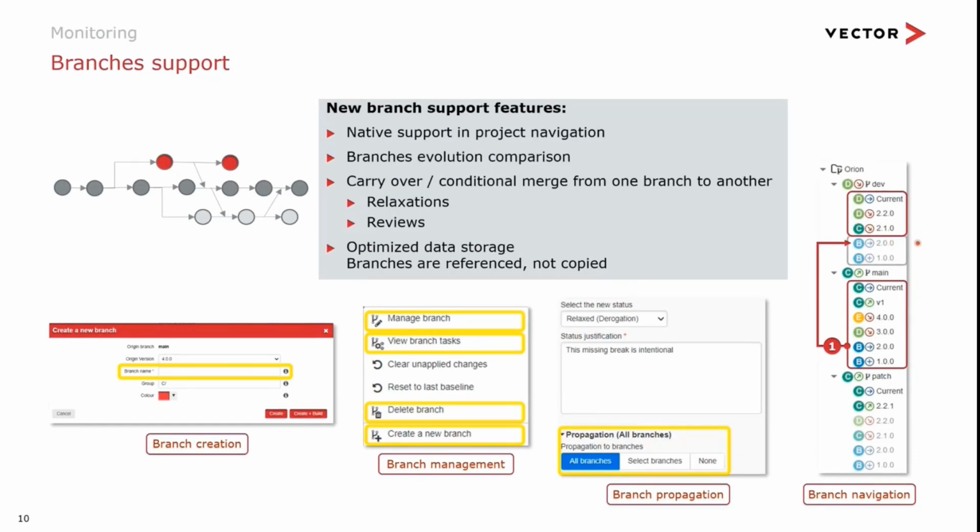And the process can be run again, of course. You can create another branch from 2.2.0 to create a patch branch, which is the case here. And once again, you have grayed out all the versions that come before, and not grayed out the new versions which are related to this particular branch.